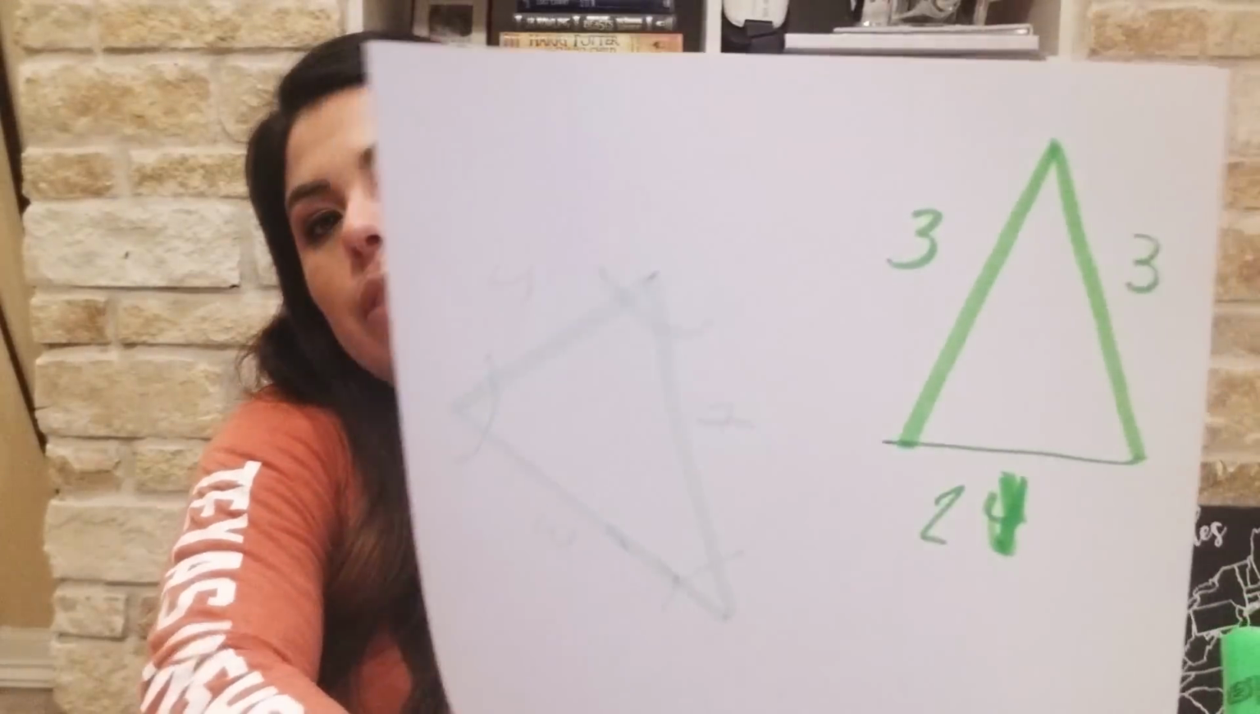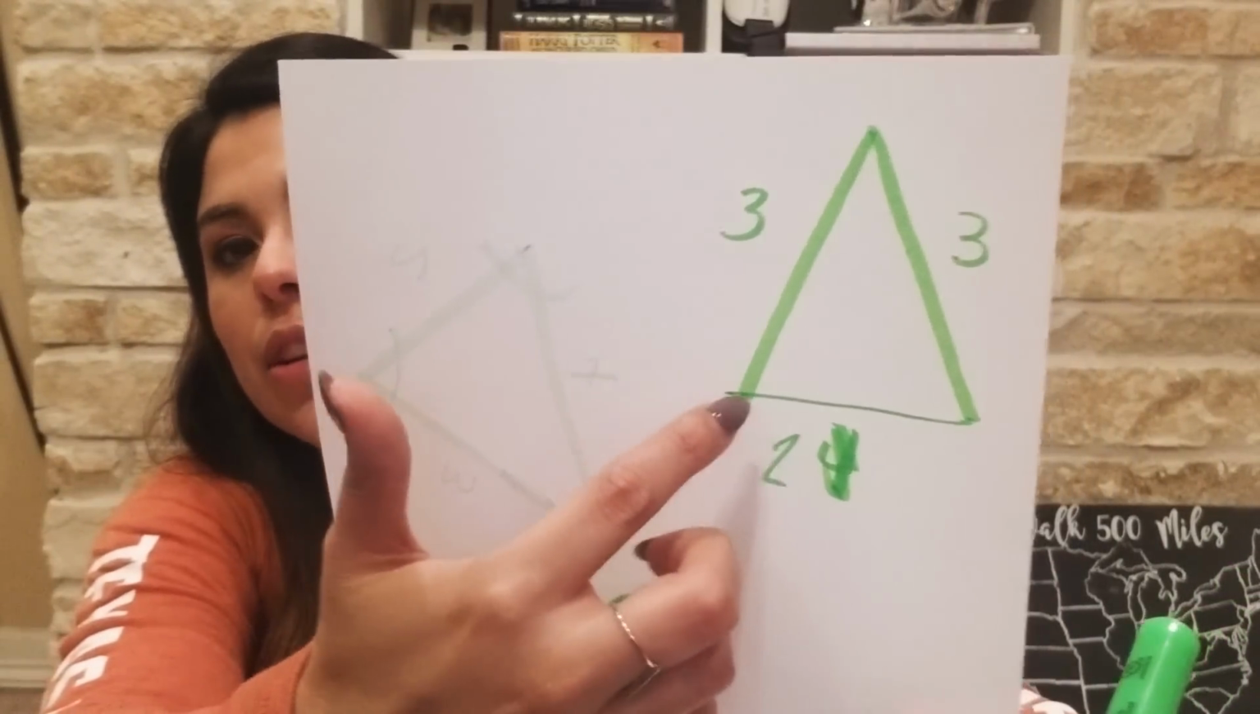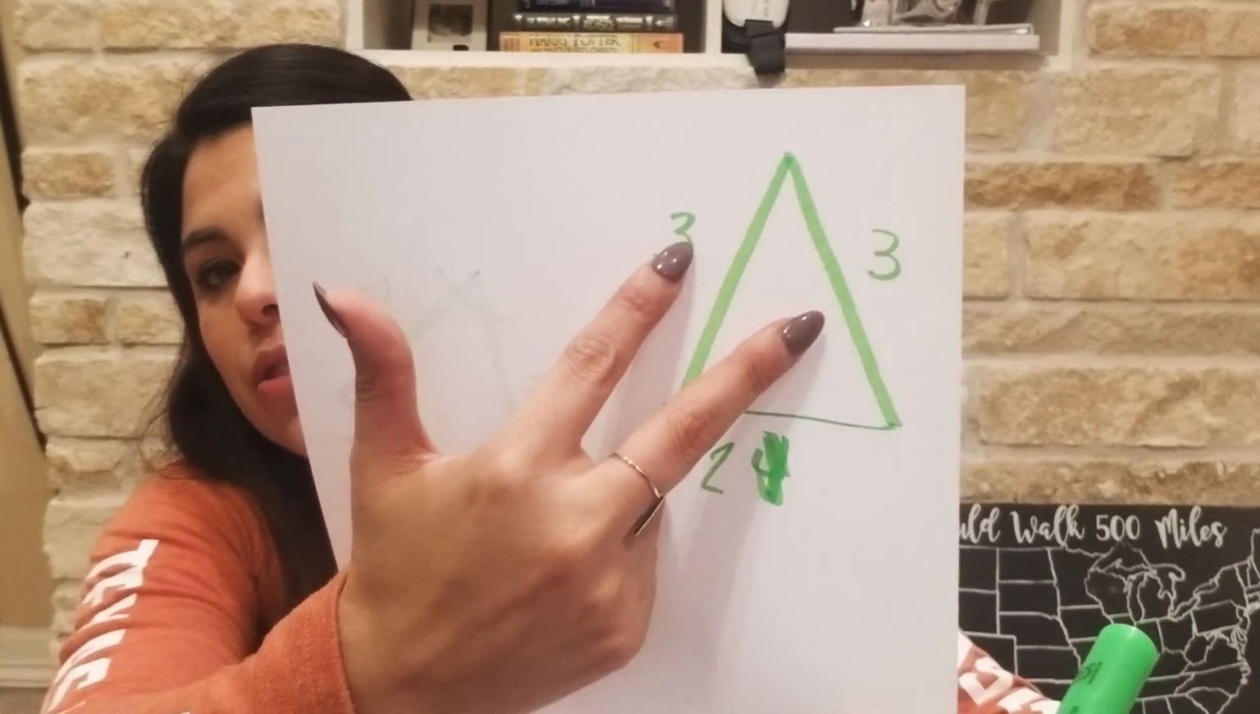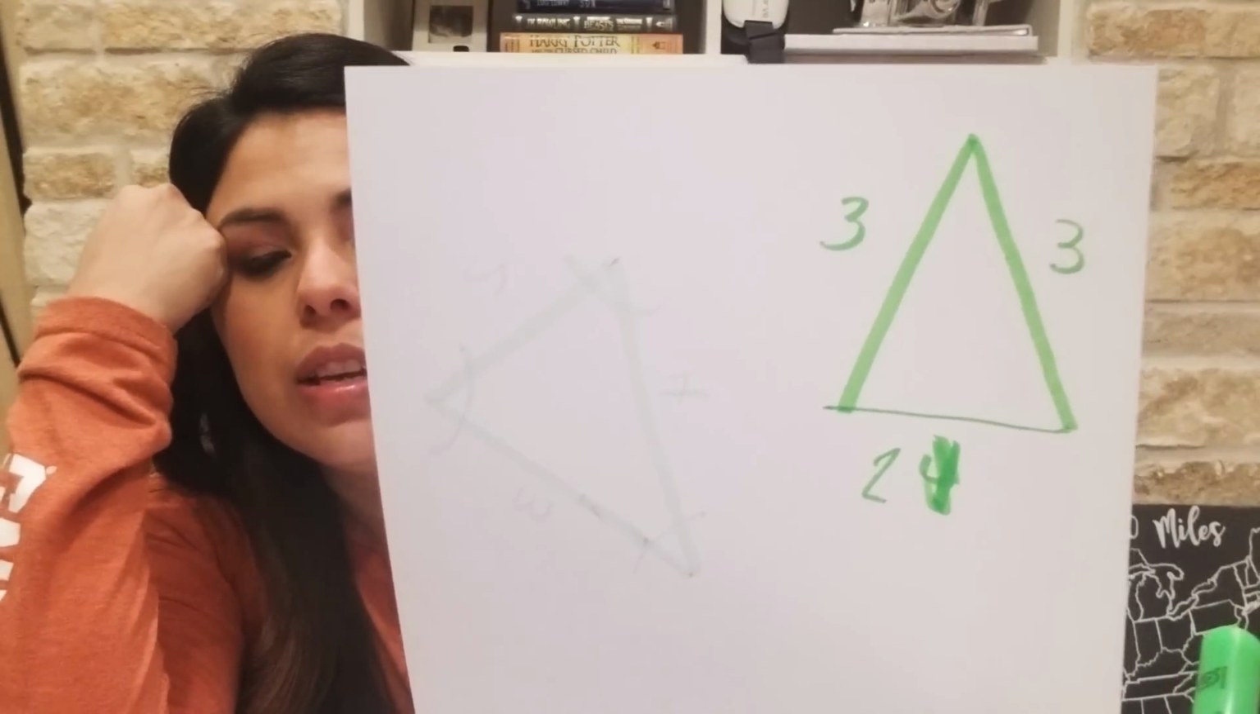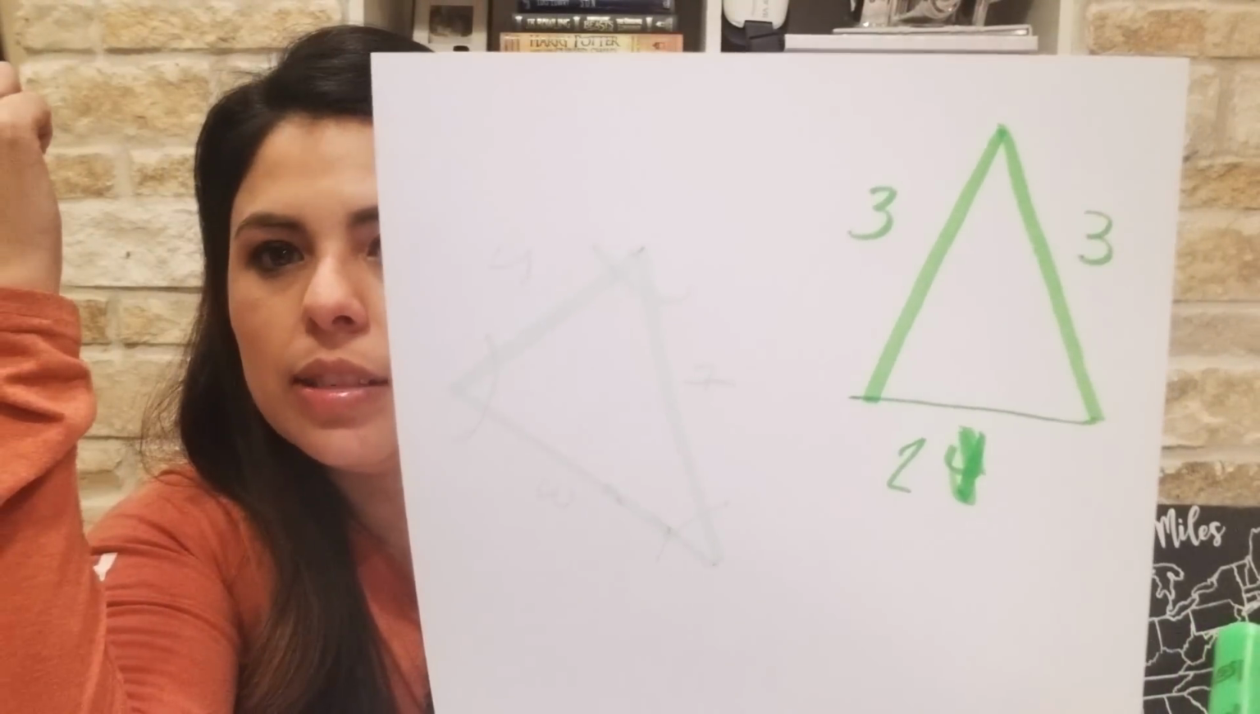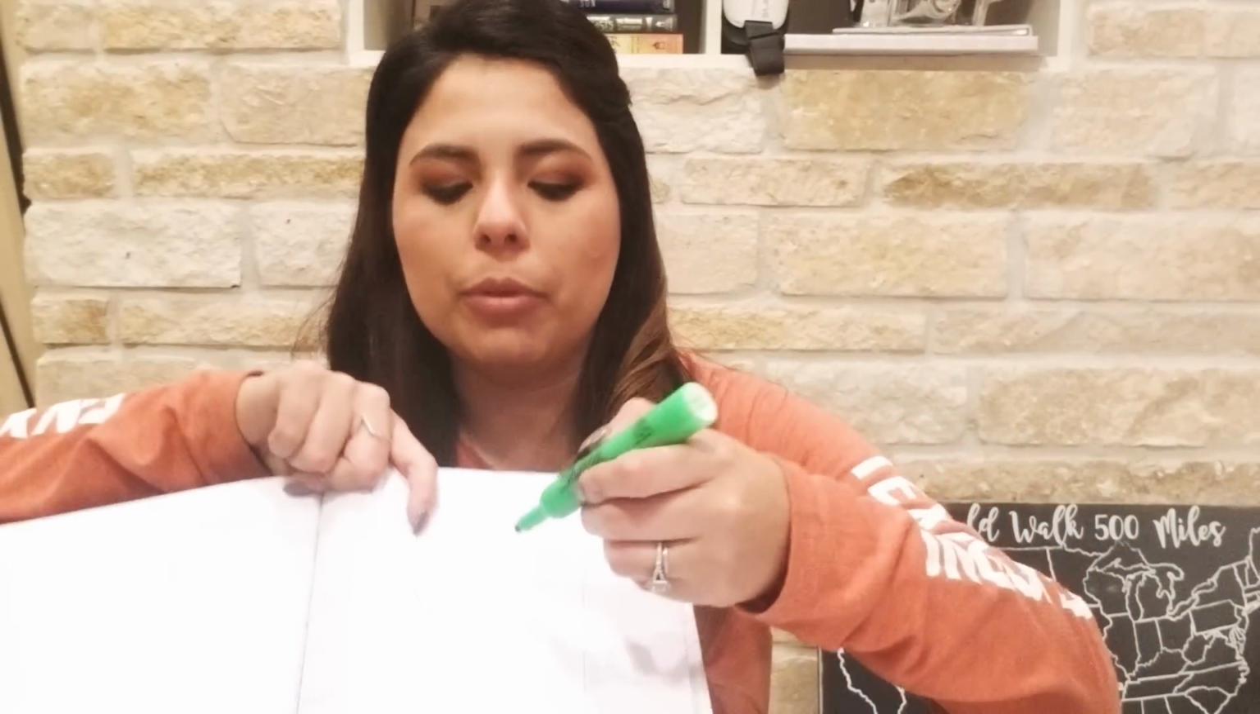Okay, so for example, this one's 3, this one's 3, and this one is 2. Are all my angles acute? Yes, they are. They're all less than 90. Two sides are the same. That's what makes it isosceles. So can this be an isosceles acute triangle? Yes, it can. So right here, I'm going to put another check mark.